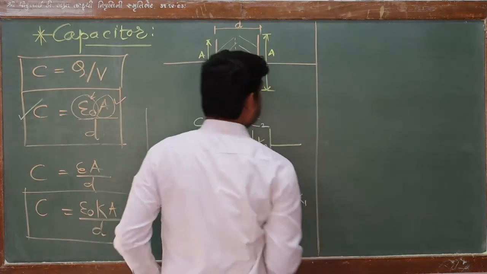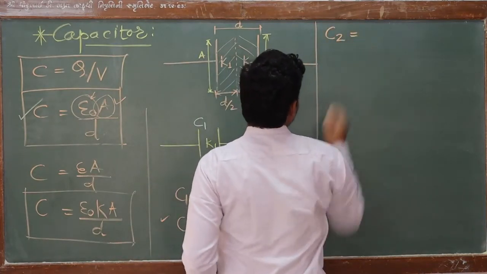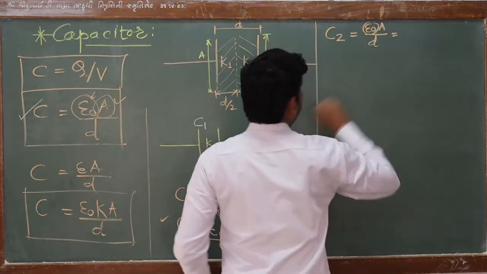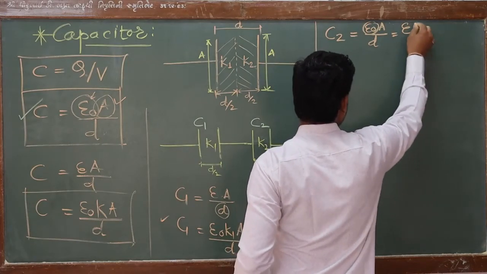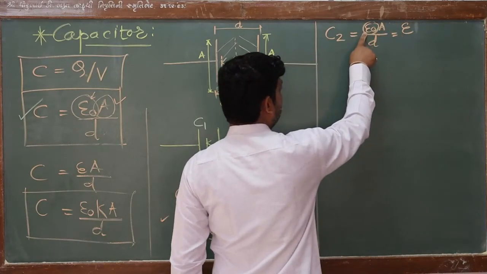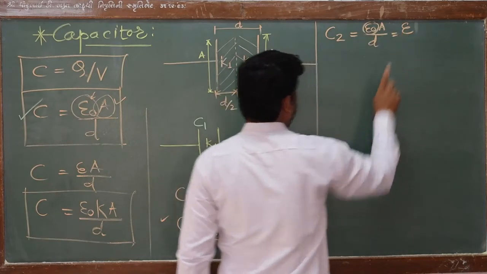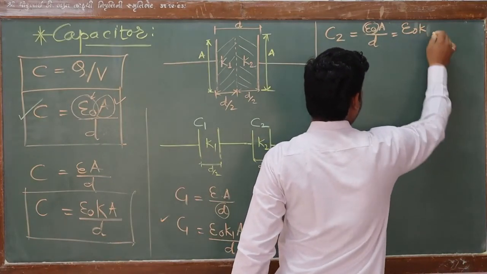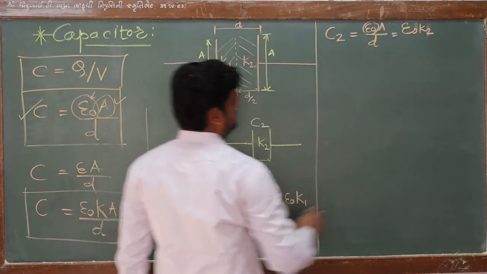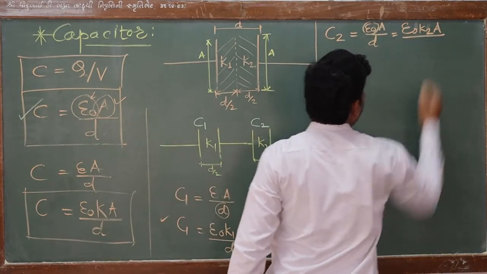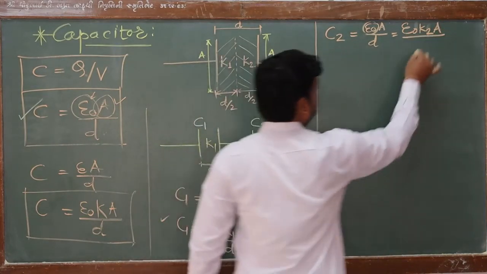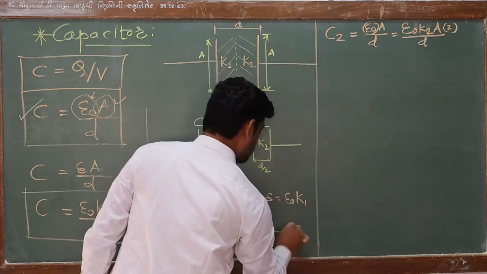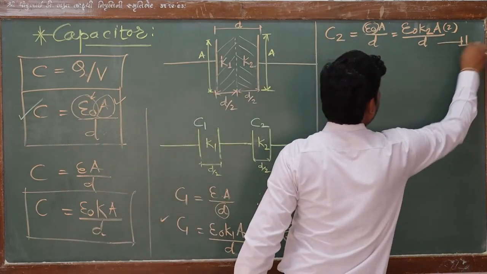Similarly, we calculate C2. Again we write the basic formula epsilon 0 A by D, but instead of epsilon 0 we write only epsilon, and the value of epsilon is epsilon 0 into K. Here it is K2 for the second capacitor. A remains as it is, and D is D by 2. So this is equation number 1, and this is equation number 2.